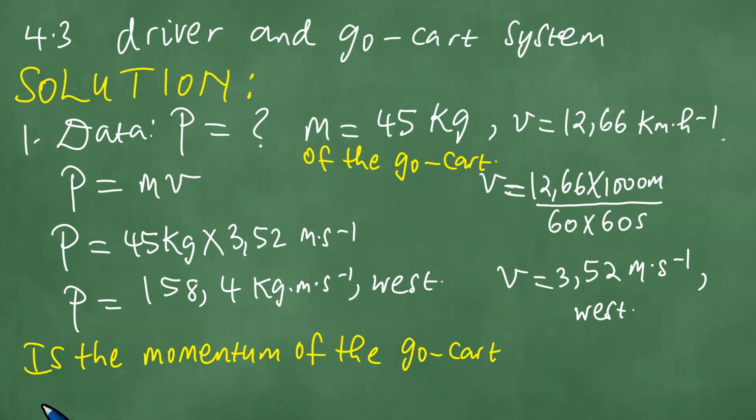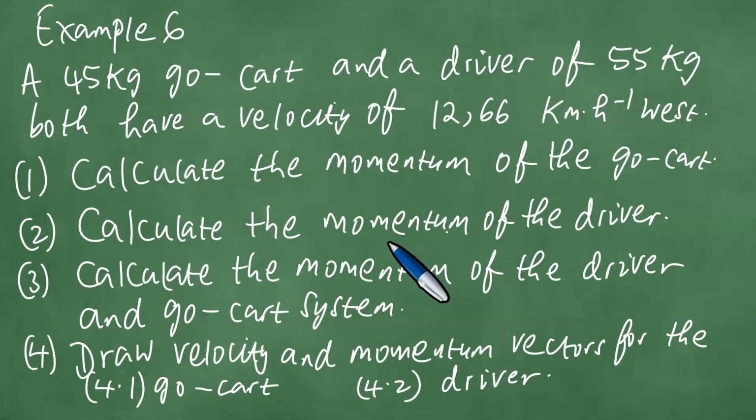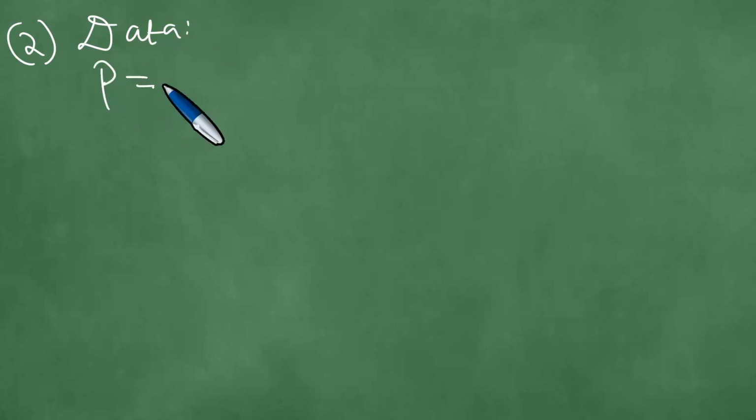Okay, right. The next question is this one. We need to calculate the momentum of the driver. What is the momentum of the driver? The driver has a mass of 55 kilograms and a velocity of this much. So let's look at number 2. Right, so for number 2, we have the data: velocity, momentum. Momentum is what we want, but what is the mass of the driver? Okay, we saw that the mass of the driver is 55 kilograms.